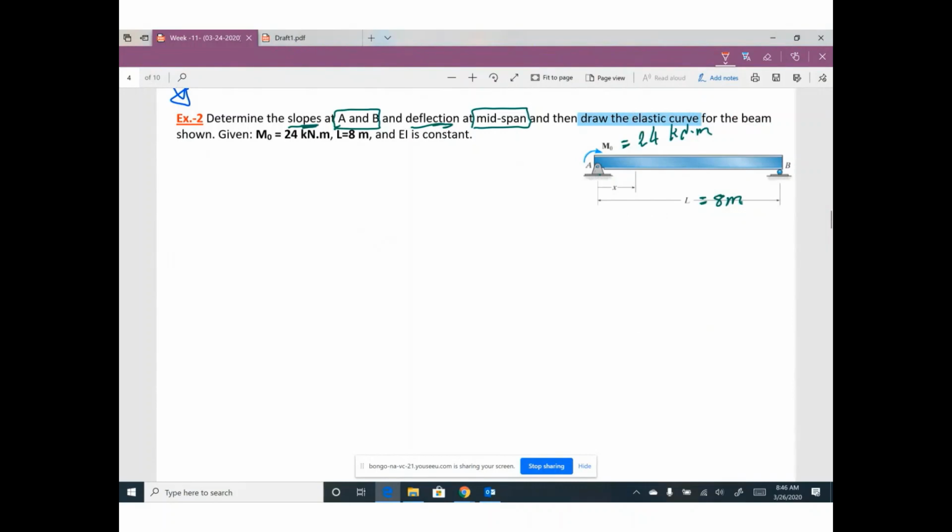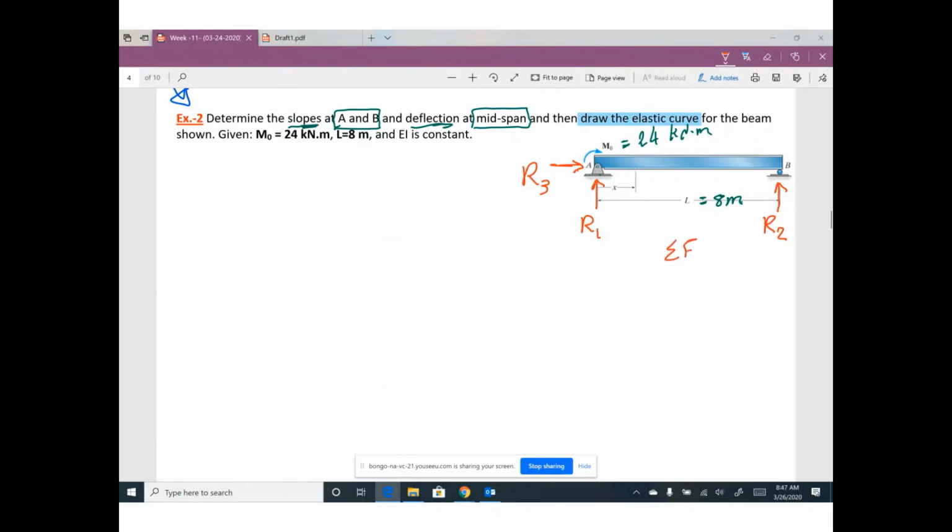Reactions. Without reactions, you cannot do anything in this course. So I think we have a reaction here, probably R1. We have another reaction here, probably R2. We have another reaction here, R3. For example, I don't like to use Y and X because Y in this topic represents deflection, so I don't want to make any confusion. So I assumed my reactions as R. Let's start.